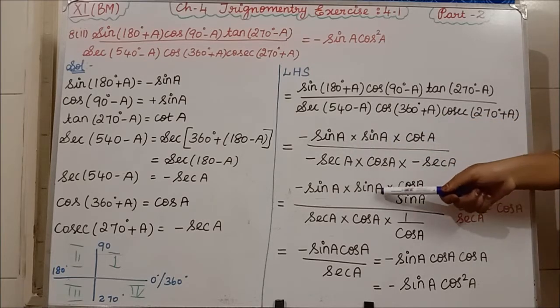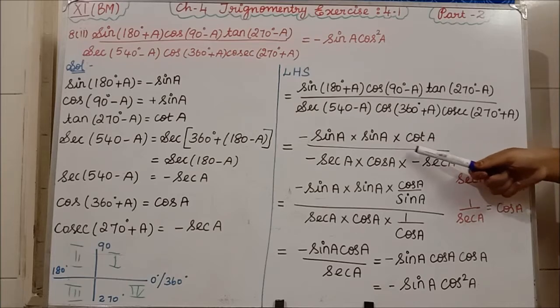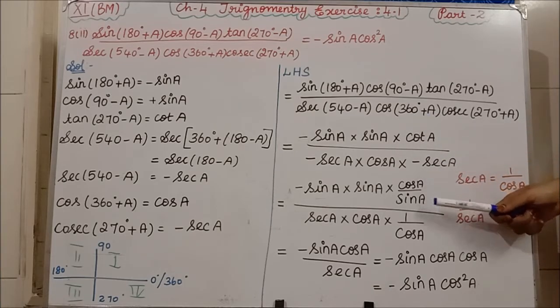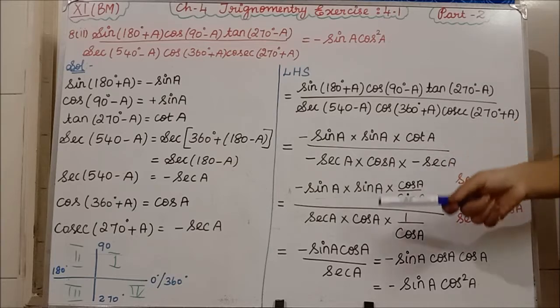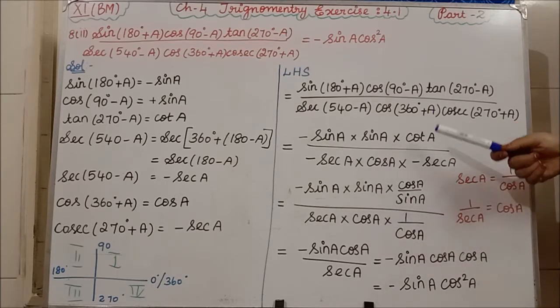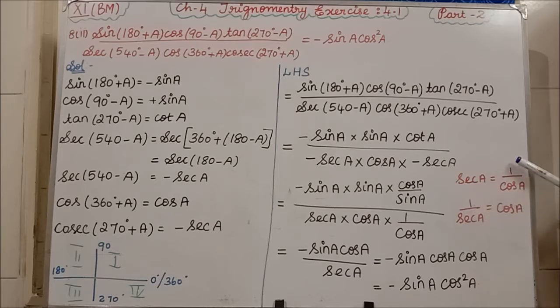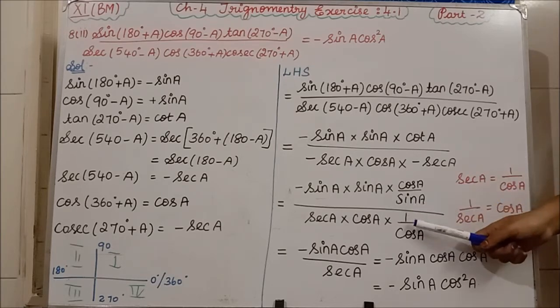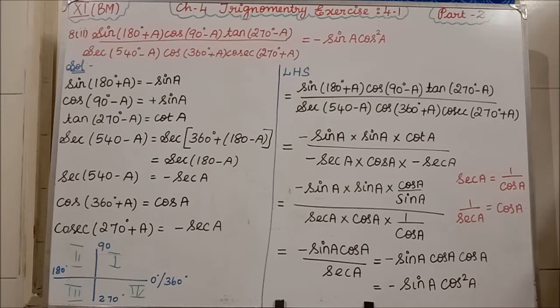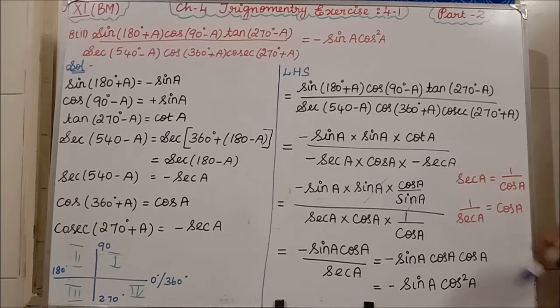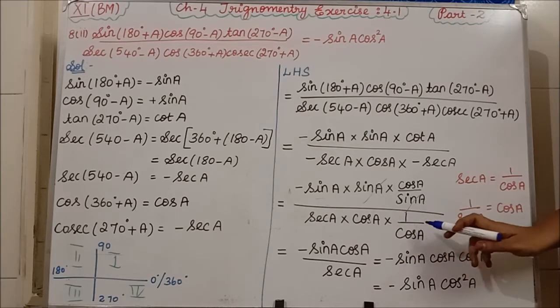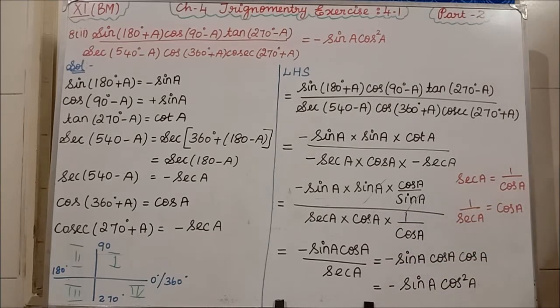Sin A into sin A I am keeping as such. This cot A, how can we write? Cos A by sin A we can write. Divided by sec A into cos A into sec A. Sec A means the formula is what? 1 by cos A. So 1 by cos A I am writing. Clear? Now in the next step, here one sin A and here one sin A will get cancelled. Similarly here one cos A and here one cos A will get cancelled.